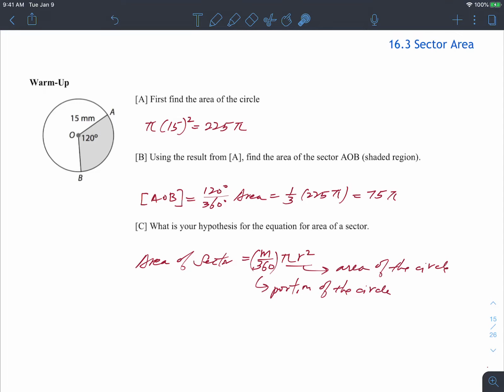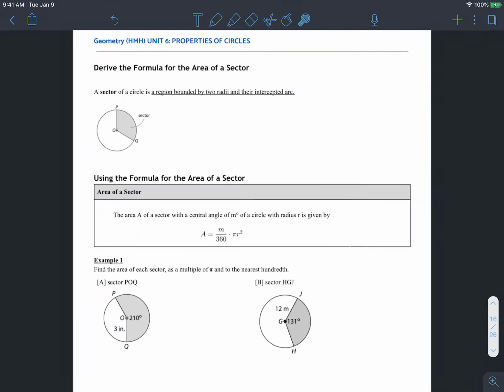So the approach is very similar to the way you find the length of the arc, right? So the area of the sector, therefore, is the measurement of the angle, in this case 120, divided by 360, which is a full circle, times the area of the circle, which is pi r squared. Okay? All right, guys. So here it is.